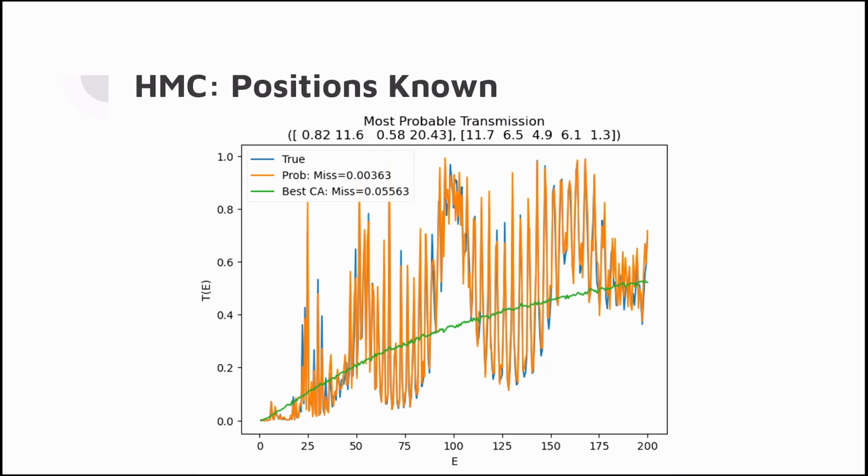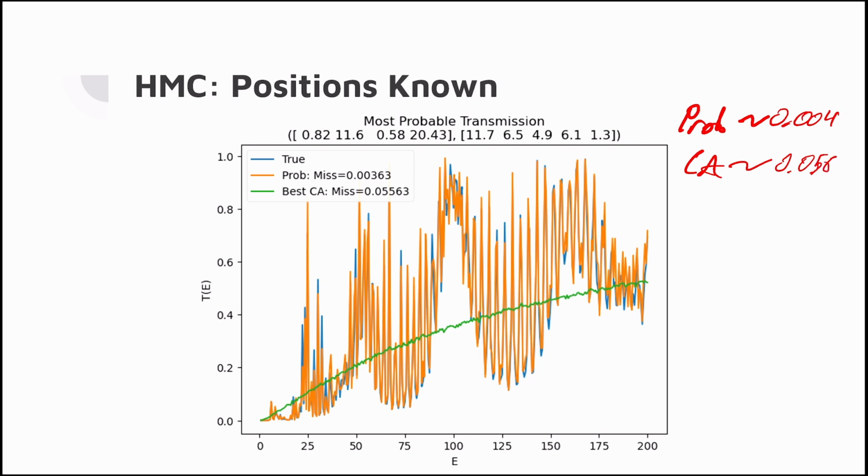So once again, blue is true, orange is our probable solution, because HMC still produces distributions. So this is the probable distribution based on the mode of our distributions. And then the red line is the CA for this particular transmission. Once again, prob is on the order of 0.004 and CA is on the order of 0.056.